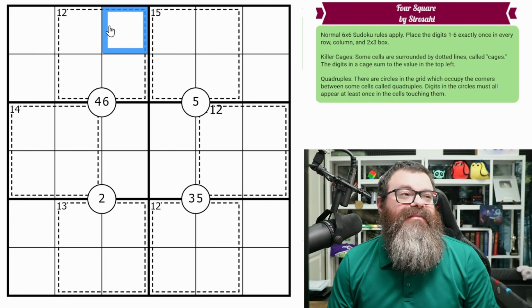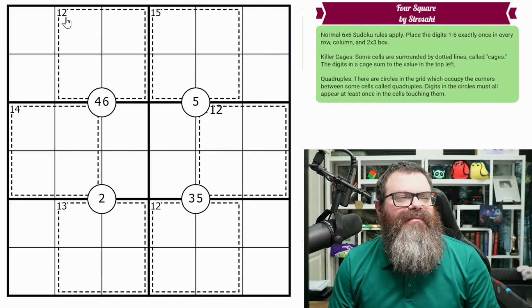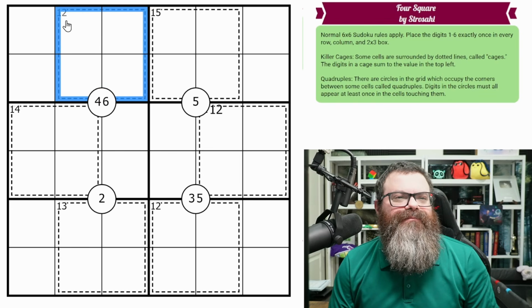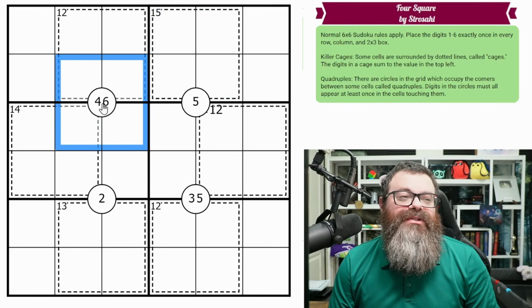Those are these cells surrounded by dotted lines. The dotted lines are the cage. Digits in a cage sum to the value in the top left. So these 4 would sum to 12. These 4 sum to 15. In addition to that, we do have these circles with digits in them.